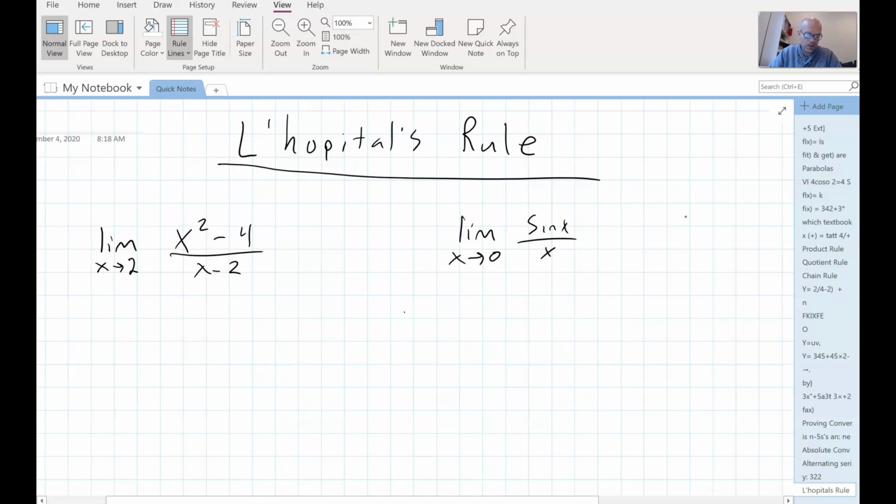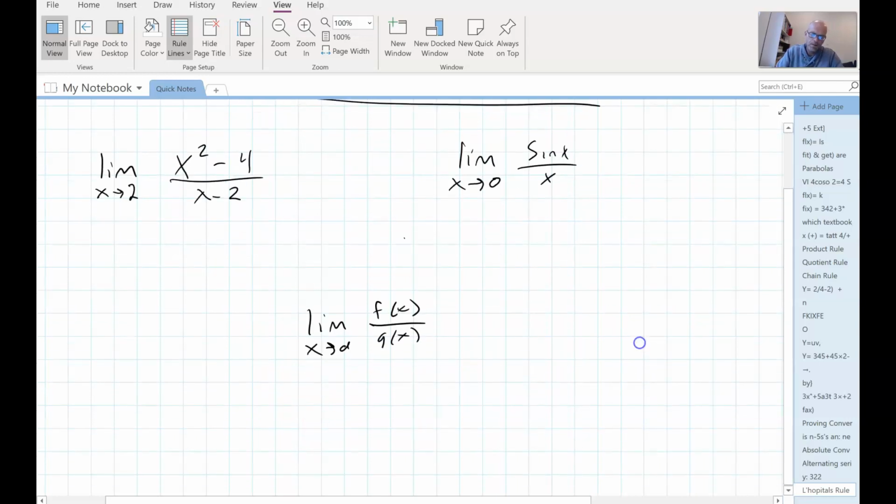Now, L'Hôpital's rule says that if you have a limit of something like this, and you end up plugging in a, and if f of a over g of a equals 0 over 0 or infinity over infinity, then you can apply L'Hôpital's rule. And what L'Hôpital's rule says is that this is equal to this.